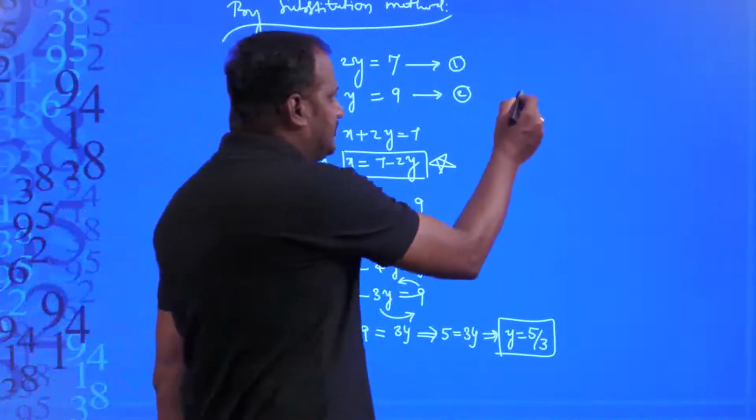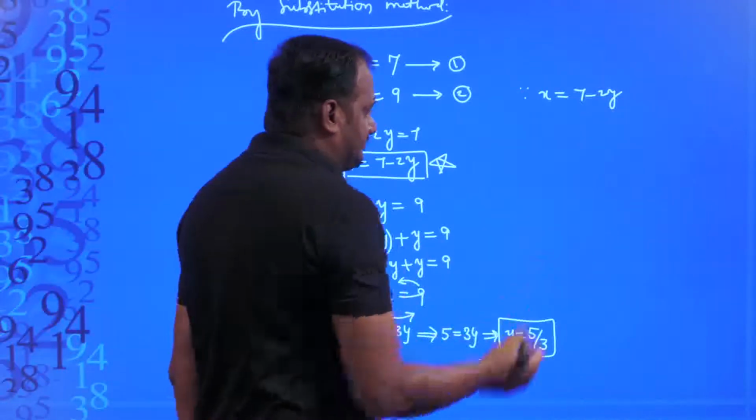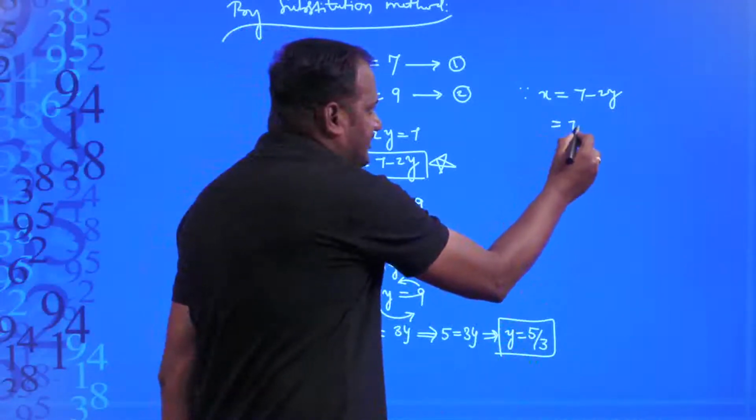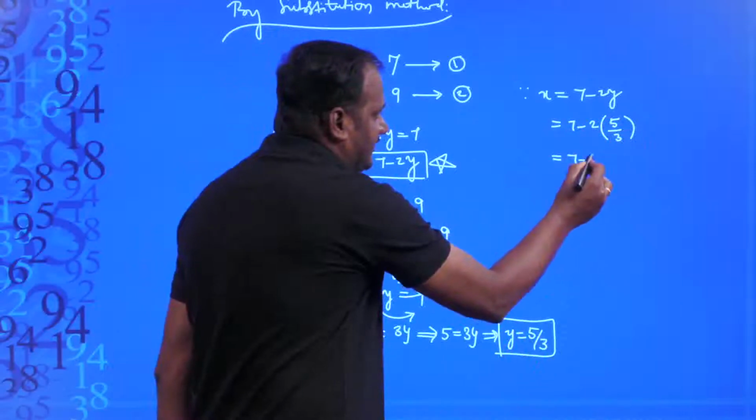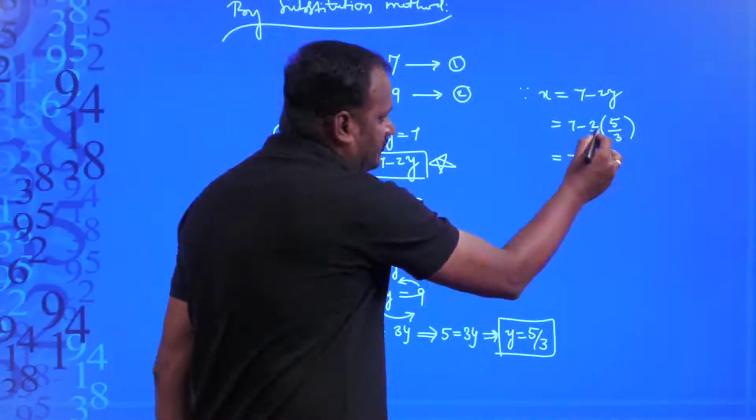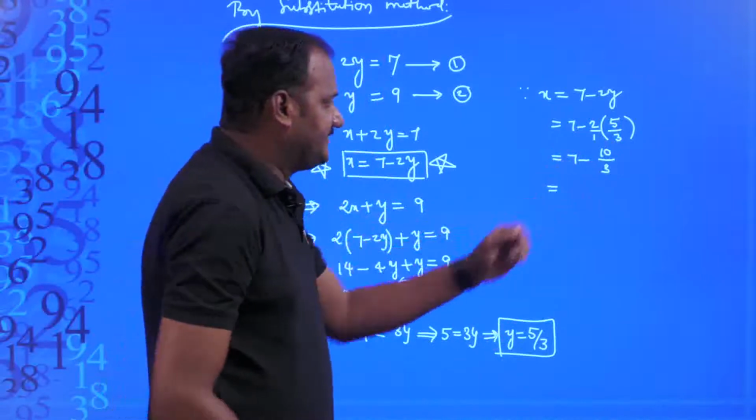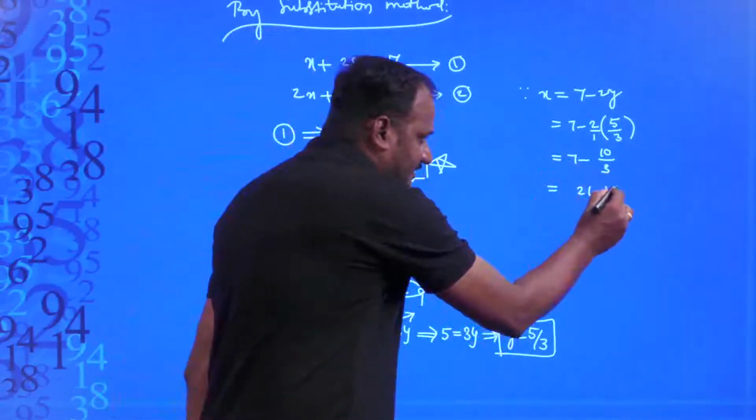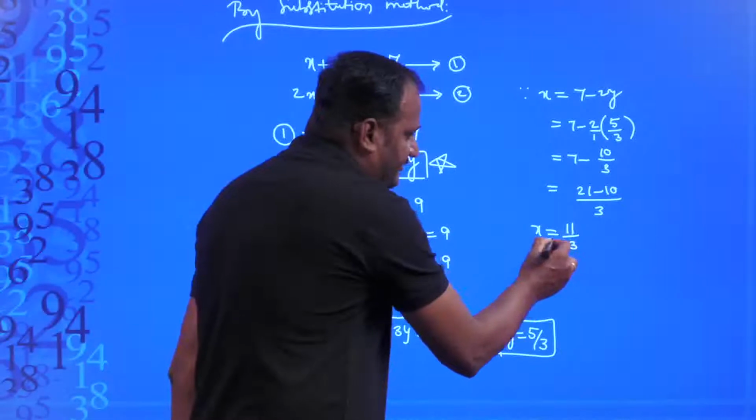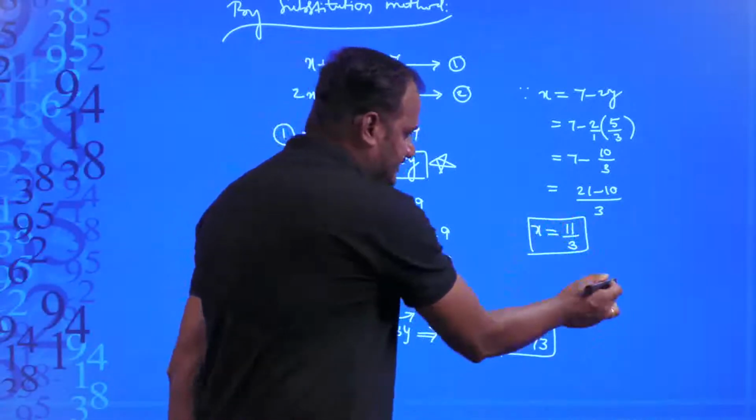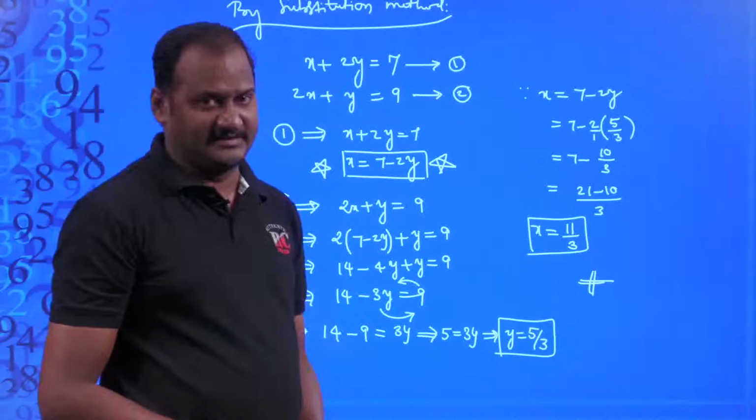value of x. So, since the value of x is going to be 7 minus 2y, substitute y is equal to 5 by 3, which is nothing but 7 minus 2 times 5 divided by 3. That implies 7 minus 2 times 5 is 10, divided by 3. So, if you simplify this, 3 7s are 21, minus 10, divided by 3. So, the value of x is going to be 21 minus 10 is equal to 11 divided by 3. This way you can find out the values of x as well as y by substitution method. Hope you understand.